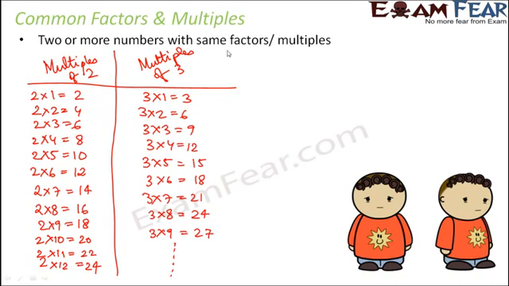So now when you look at the multiples of 2 and multiples of 3, do you find that there are certain numbers which are multiples of 2 as well as multiples of 3? The first number that you could identify is 6. 6 is a multiple of 2 and 6 is also a multiple of 3. The next number is 12. It is a multiple of 3 and it is also a multiple of 2. 18, again a common multiple. 24 is another common multiple.